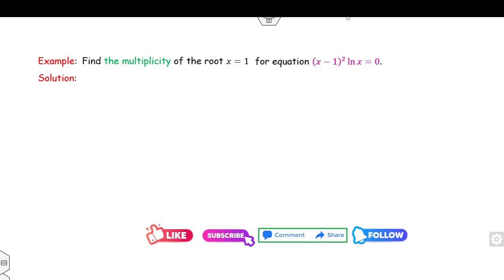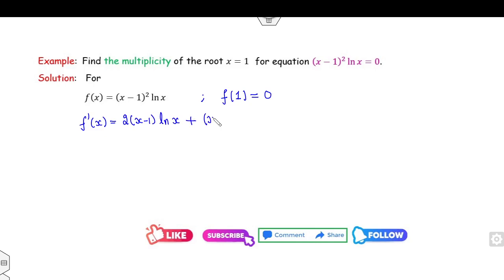Look at this another one. Find the multiplicity of the root x equal to 1 for the function. So first of all we can consider f of x as x minus 1 whole square times ln x. Now clearly, what is f of 1? It is 0. Can you find the first derivative of this function? It is twice x minus 1 ln x plus x minus 1 square over x. What is the value of f dash of 1? This is 0, this is 0.